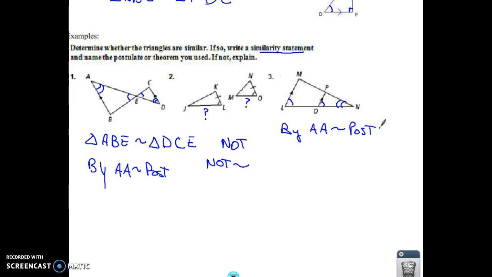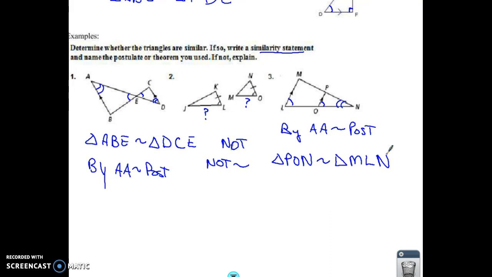Again, I have two angles. And now we'll write the similarity statement. Let's start with the little triangle first. PON. And that's going to be similar to triangle M, L goes with O. You can see that right here. L is next, and then N is reflexive to itself. So there you go. These two triangles are similar by the AA similarity postulate.